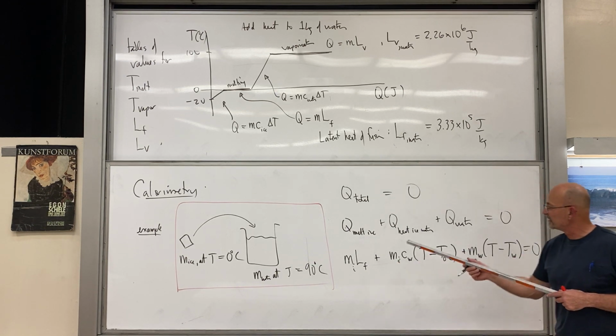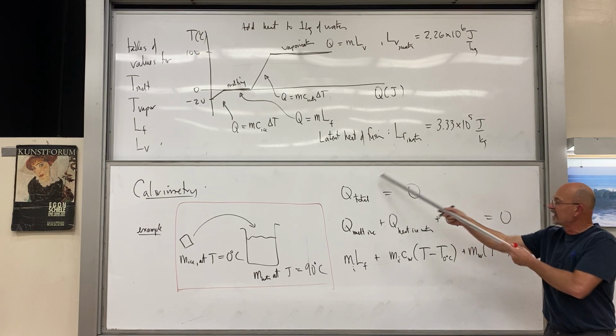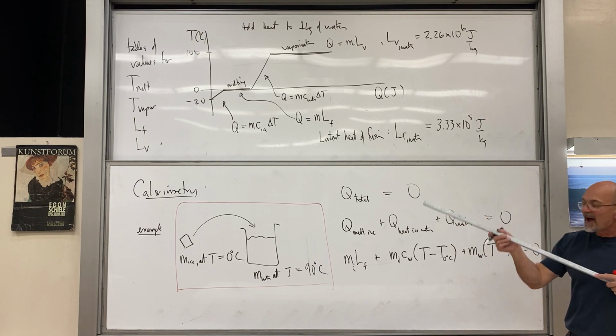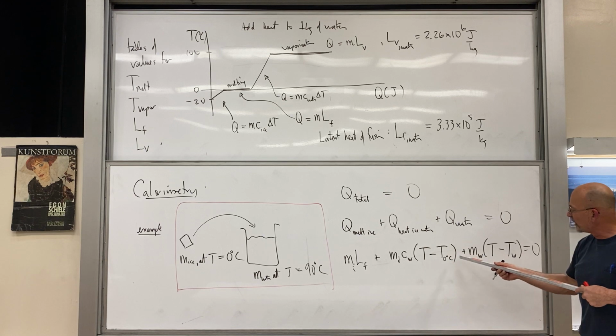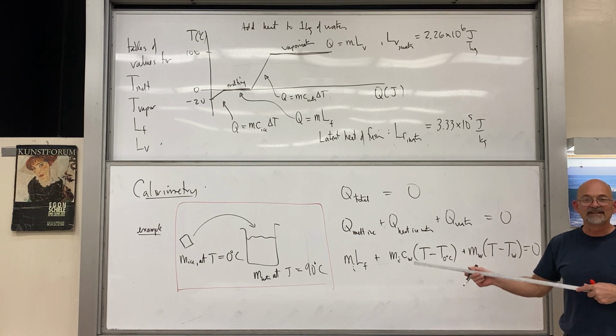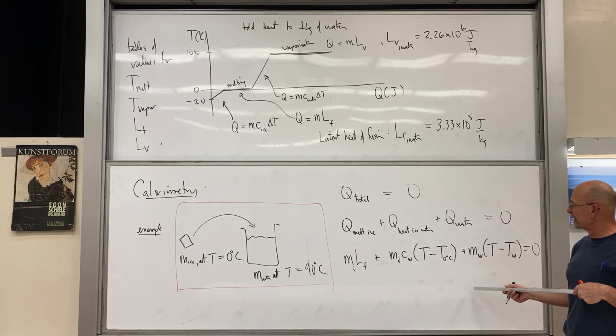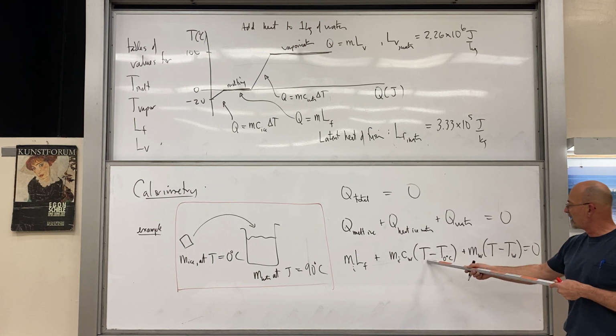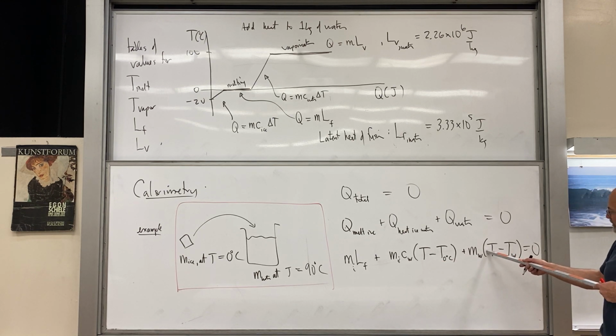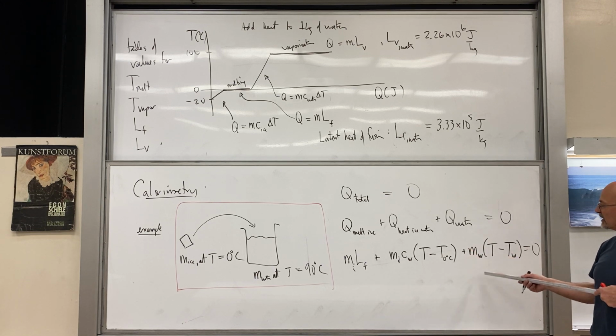Sometimes people balance these equations out, one side equals the other. In my opinion, it's much better to do it this way because the signs are going to take care of themselves, okay? This is going to be positive. The final temperature is going to be less than the initial temperature. This is going to be negative. The sign's going to take care of itself. You have one equation you can solve for one unknown.